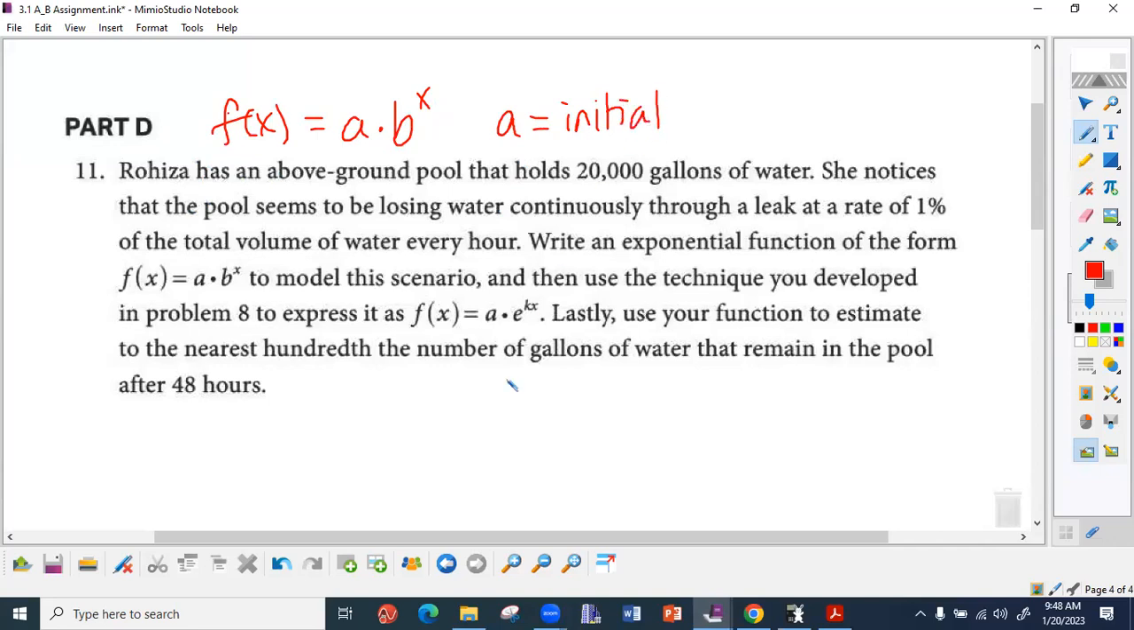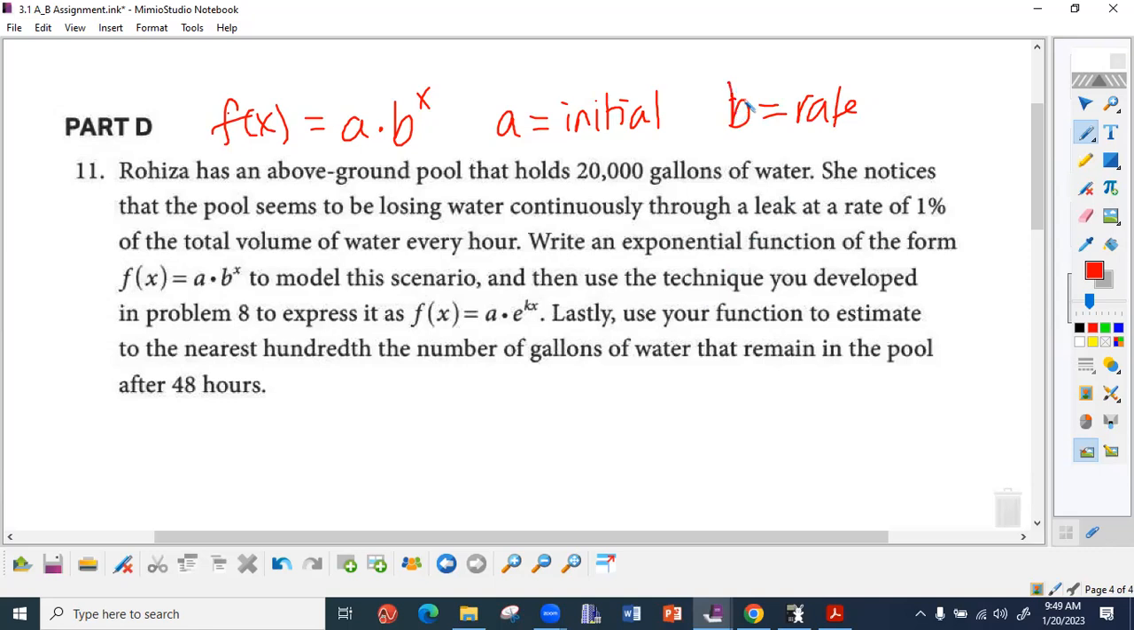Is this ringing a bell? A is our initial, and B is our rate that we're growing at, right? B is our rate that we're growing at. And that rate is determined by either adding or subtracting from 100%. Does that ring a bell? A little bit? Adding or subtracting from 100%, okay? So keeping previous knowledge in mind, we're going to move forward.